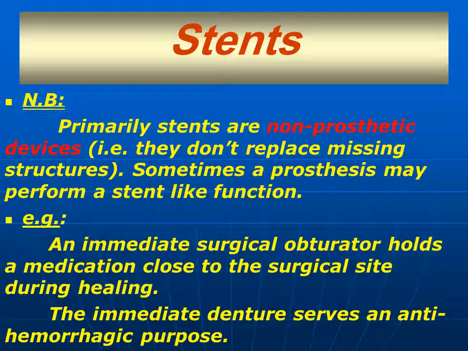Like for example, an immediate surgical obturator is used to hold medications close to the surgical site during healing. Also, the immediate denture can serve as an anti-hemorrhagic purpose. Therefore, primarily they are non-prosthetic devices. However, sometimes the prosthesis may perform a stent-like function.